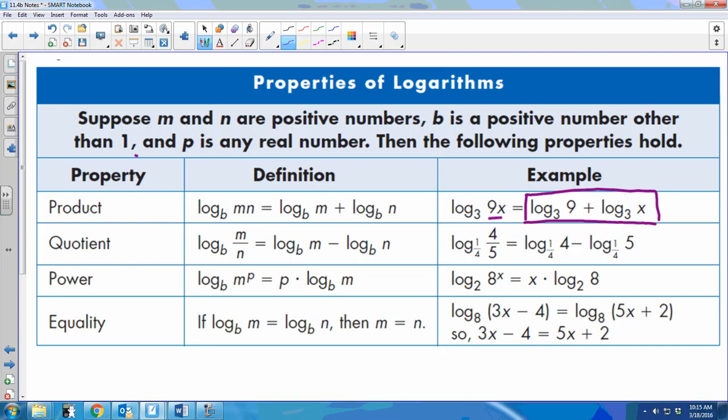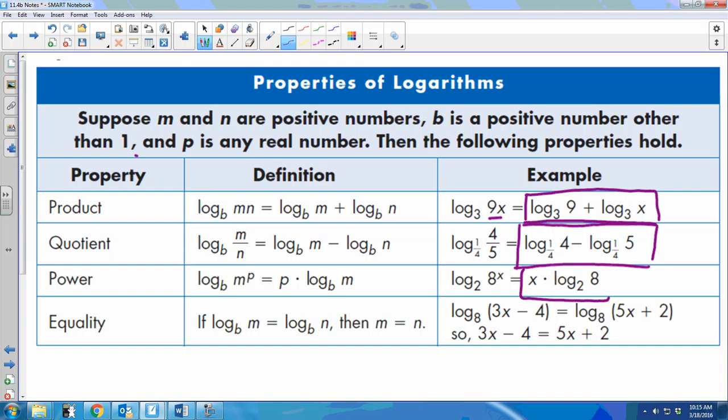Then the quotient property. Again, you'll have log base a fourth of 4, minus log base a fourth of 5. When you did exponent rules, when did you subtract? When you were dividing the same bases, right? So in this case, if you're subtracting 2 logs, then you're going to divide those values. Okay?